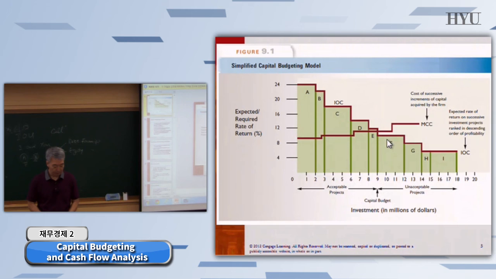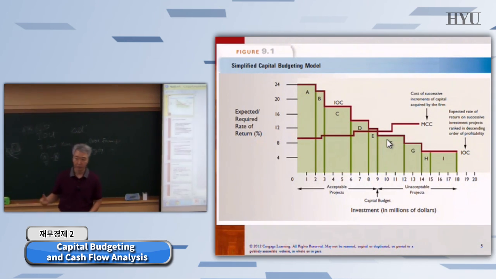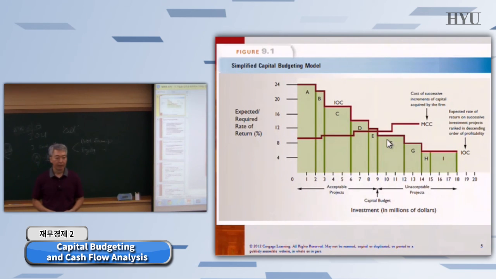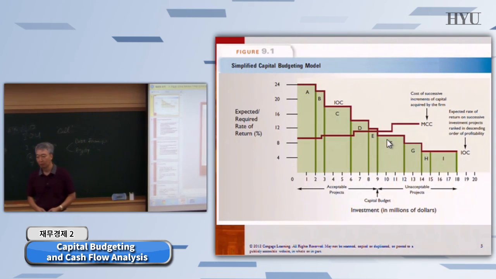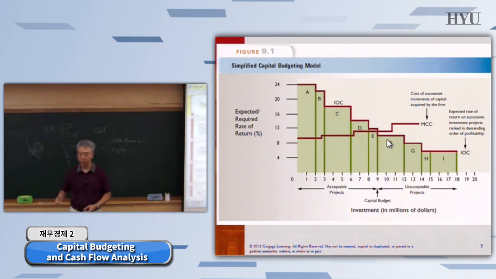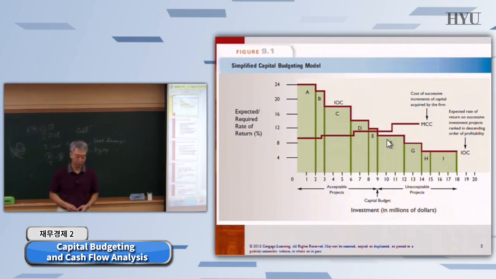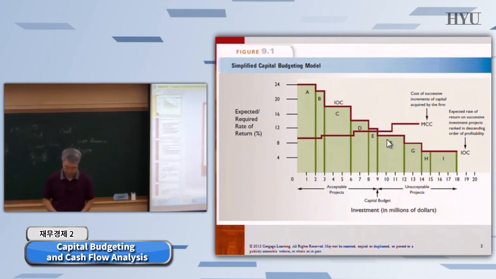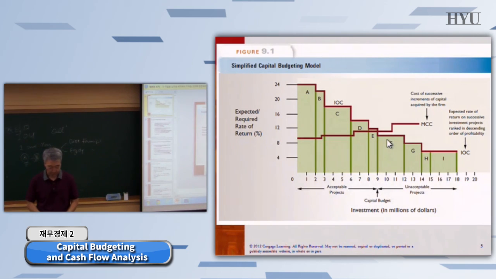Another reason you can think of is that when the company borrows more and more, as I mentioned before, the company will be considered riskier by the investors. So the investors will require a higher rate of return on their investment. So if you keep trying to sell more and more bonds, then you will have to offer higher and higher interest rates to investors. That's the idea.